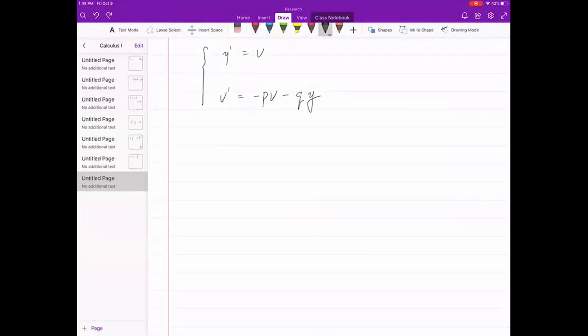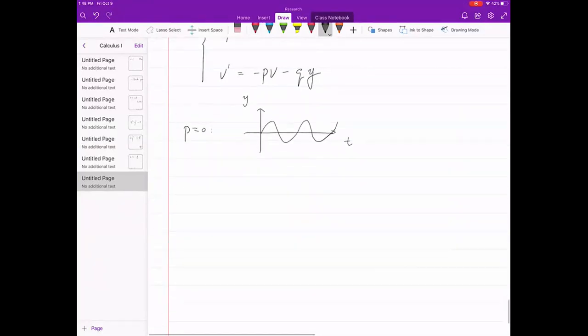So let's summarize what we just observed. First thing, P equals 0, no friction. Number 1, T, Y, you have oscillation. Just keep going. Phase plane, you have a circle. Just keep going. And you go forever.